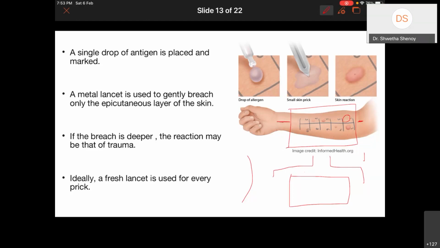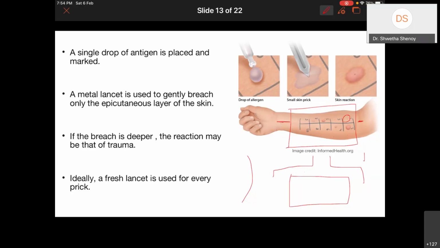We use a metal lancet to gently breach the skin. Only the epicutaneous layer has to be lifted. The idea is not to prick. The idea is to introduce this liquid form of allergen right below the skin. We are not doing an intradermal test. This is a very, very superficial prick. You will see that the patient doesn't even wince when we do a skin prick test.